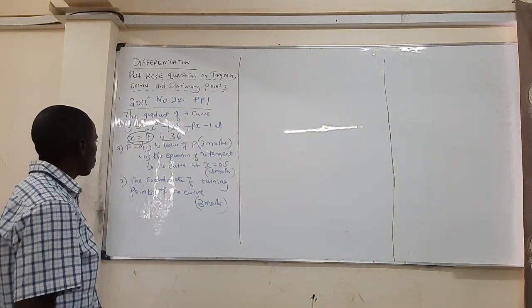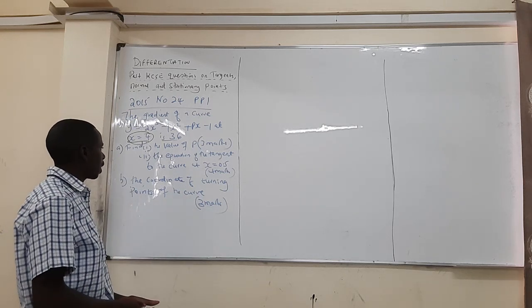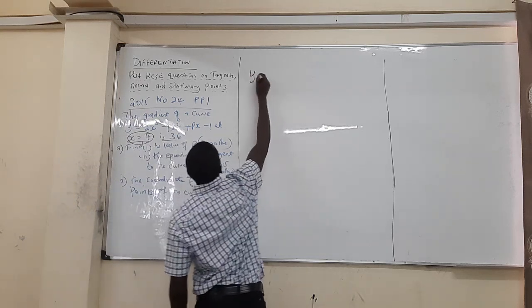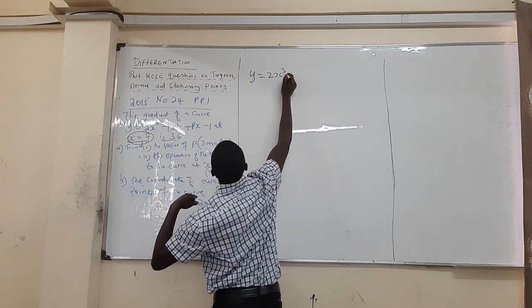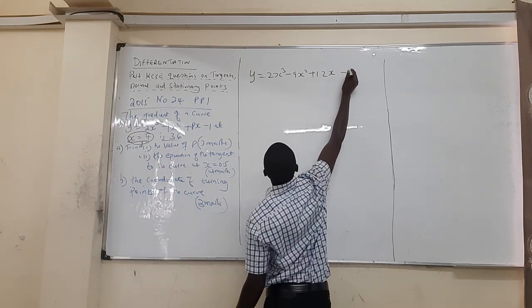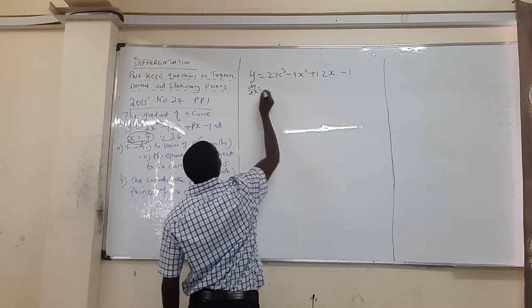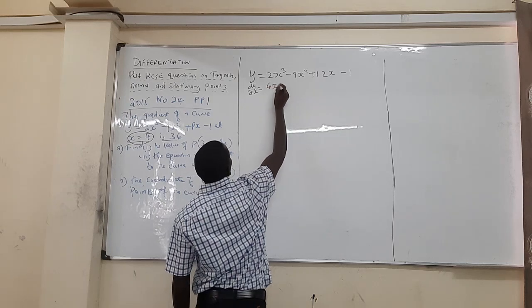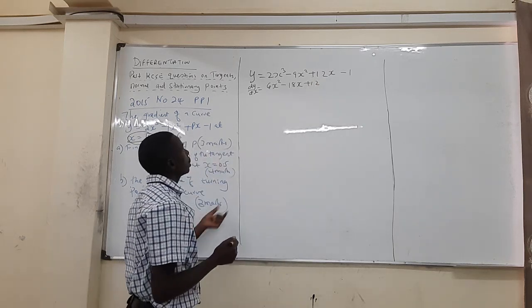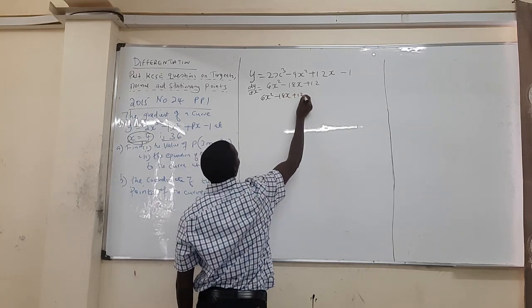Now we are going to look at question B. We need to get the coordinates of the turning points of the curve. The turning points are the stationary points of that curve. Our equation of the curve is y equals 2x cubed minus 9x squared plus 12x minus 1. To get the stationary points, we need to get the derivative of the curve and equate it to 0. So we have 6x squared minus 18x plus 12. That's our derivative. At a stationary point, this derivative is equal to 0. So 6x squared minus 18x plus 12 is equal to 0.